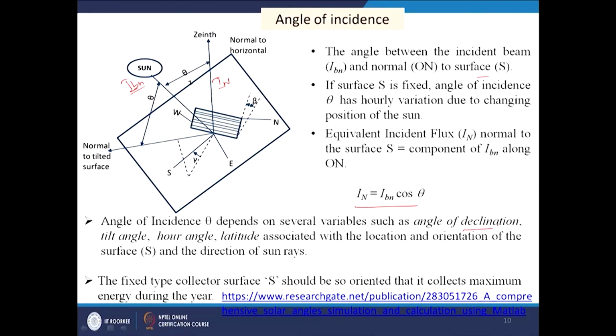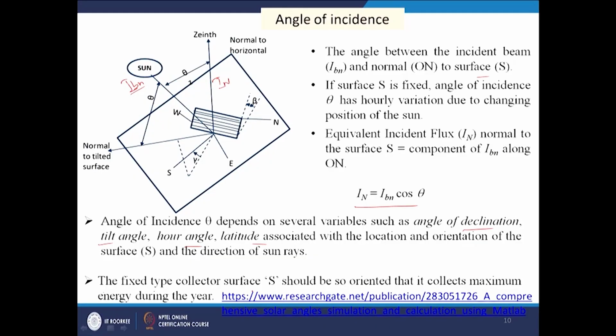The angle of incidence also depends upon many factors, like the angle of declination, angle of tilt, hour angle, and latitude associated with the place. These are the different factors which influence the angle of incidence. Now, the fixed type of collector surface should be oriented so that it collects maximum energy from the sun. That is the main objective, that maximum energy will be collected on the collector.